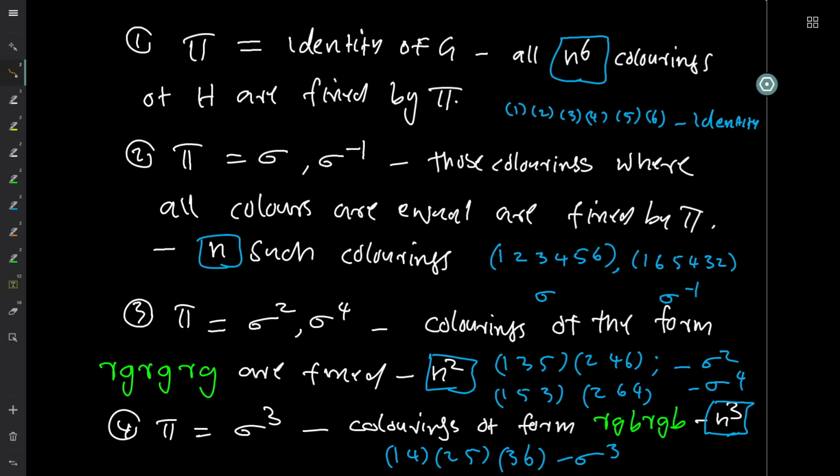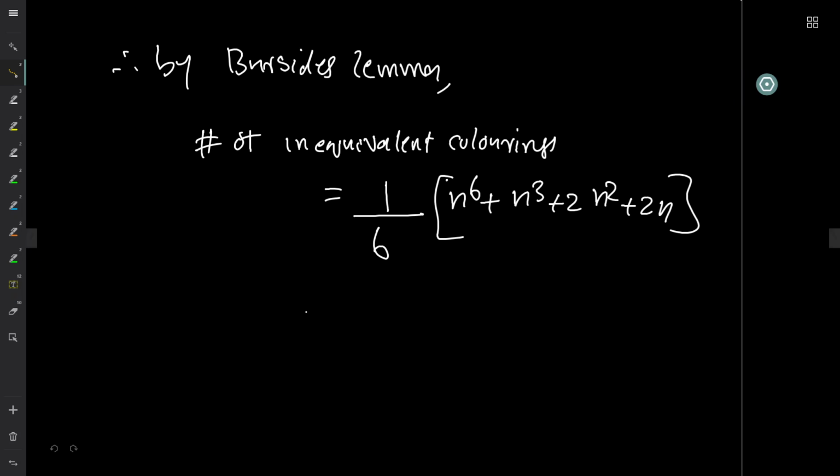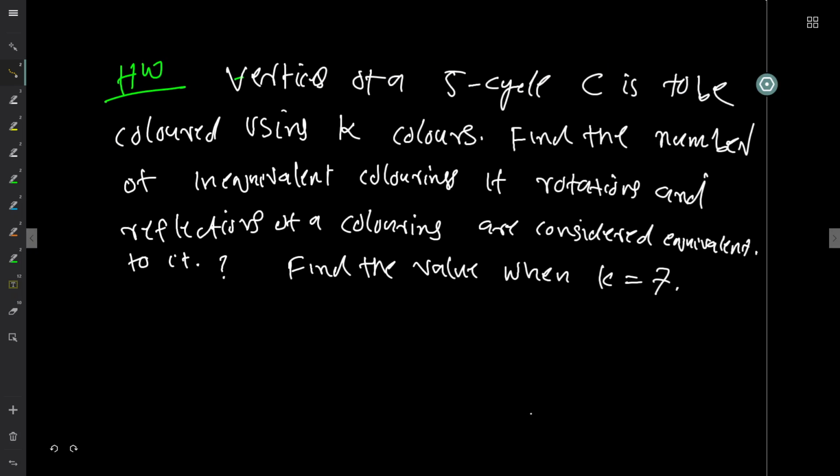So now it is clear, right? We can even write it as a theorem now. Okay, so we will go to that. Before that, let me set a homework. The vertices of a 5-cycle, let's say C, are to be colored using K colors. Find the number of inequivalent colorings if rotations and reflections of colorings are considered equivalent. And once you get this formula, again find the value when K is equal to 7. So that is a homework.